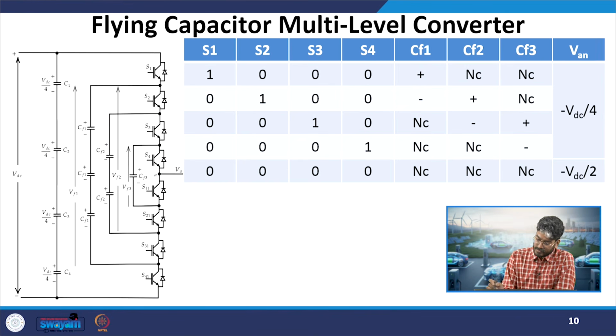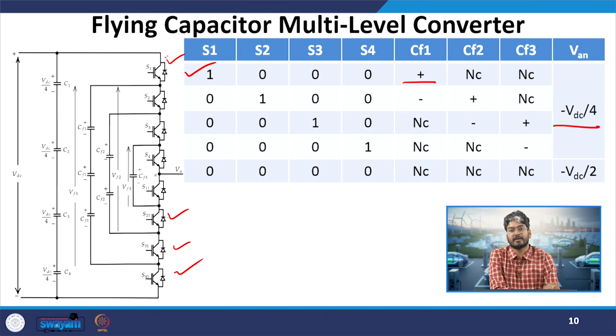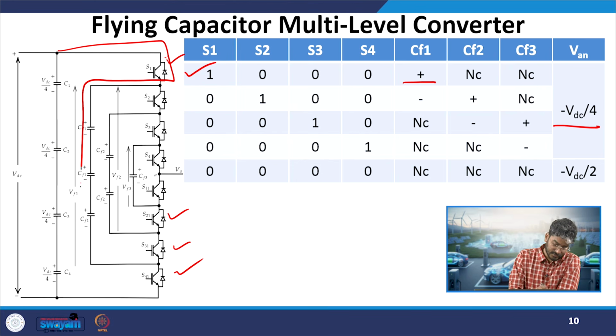Now let us see this combination, minus VDC by 4. In this we again have 4 different combinations, similar to our plus VDC by 4. Let us see this example where S1 is on from the top switch and the remaining two, S3 and S4, are on, and my CF1 will be seeing an inverse current, that is, it will be charging. What will be the path of that? It will flow through this and through these capacitors.